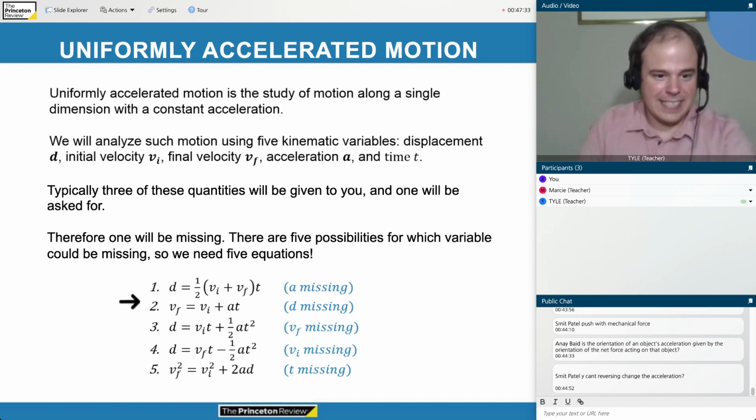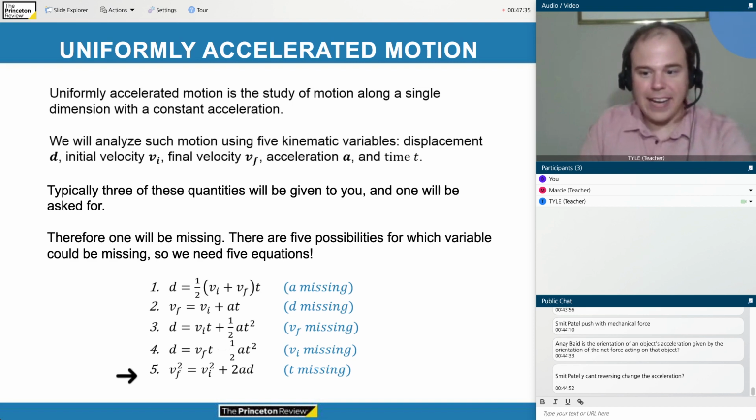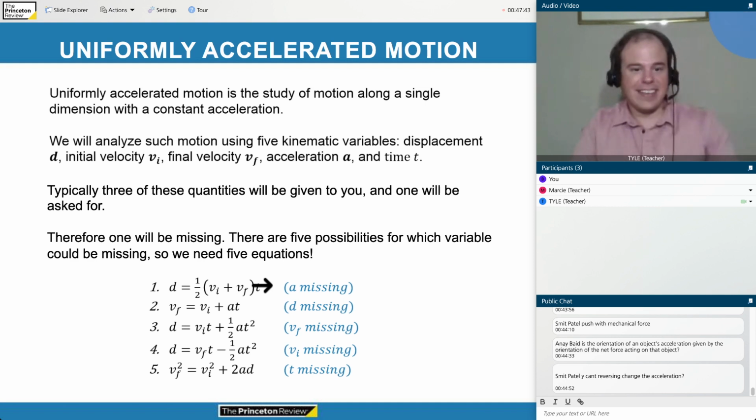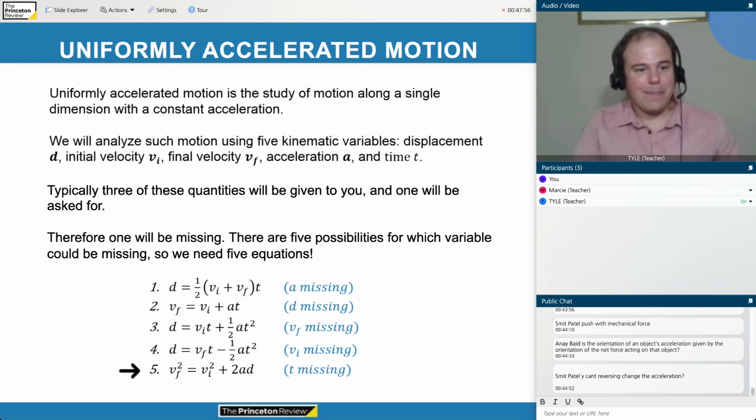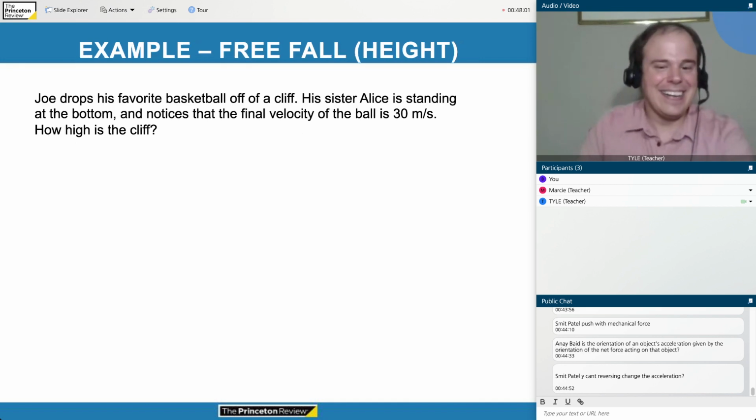For your physics class, you'll need to know these 5 equations, and you should learn them by which is the missing variable, out of the 5 key kinematic variables. So if A is missing, use equation 1. If T is missing, use equation 5, and so on. All right. Now, I know you haven't memorized all of these equations yet, but let's look at this example.